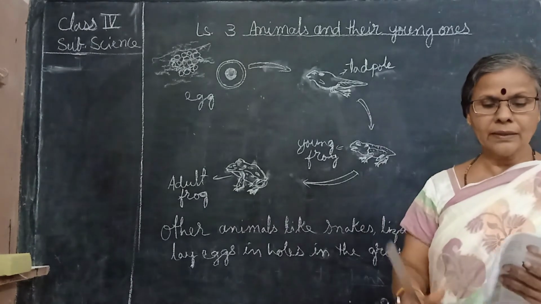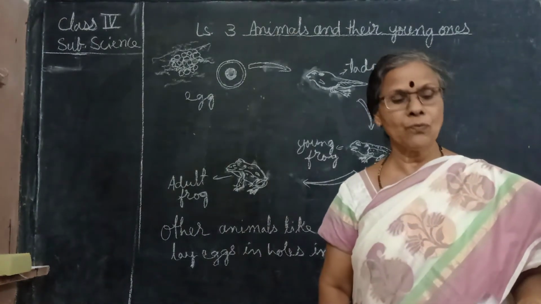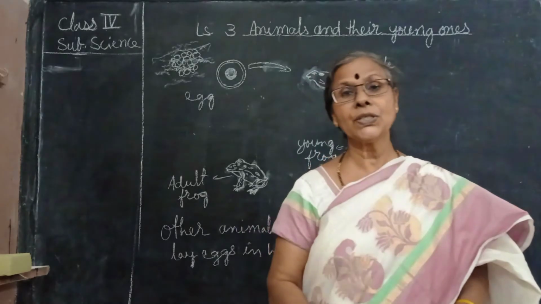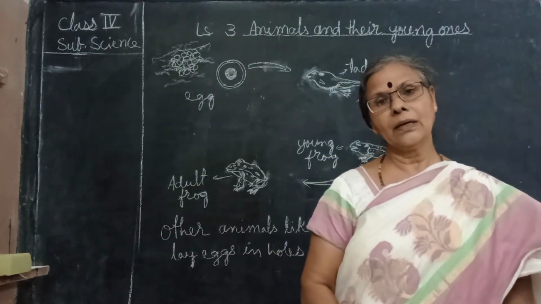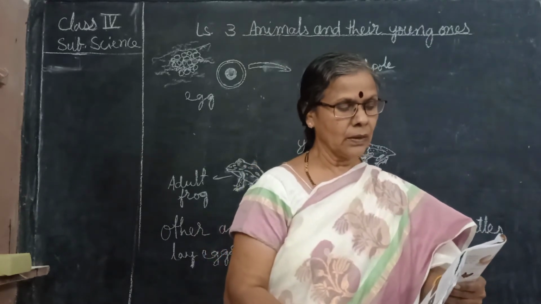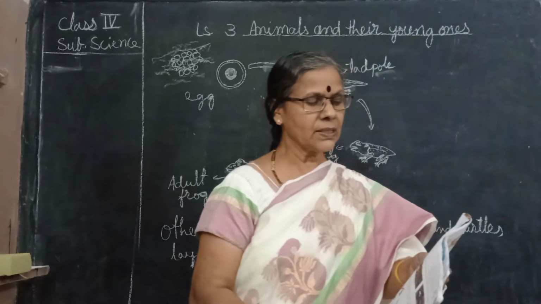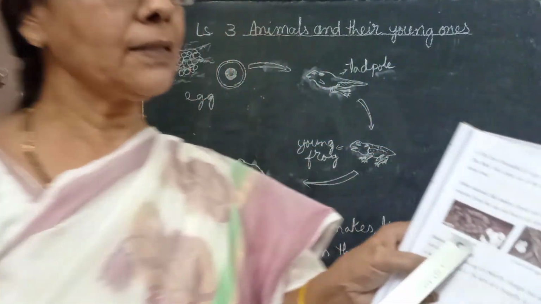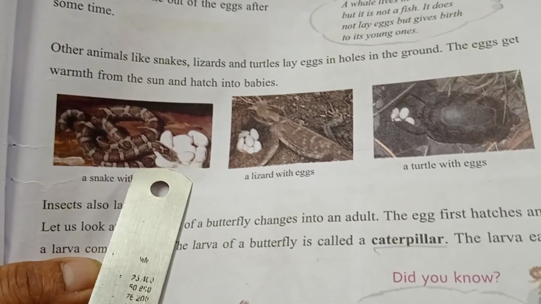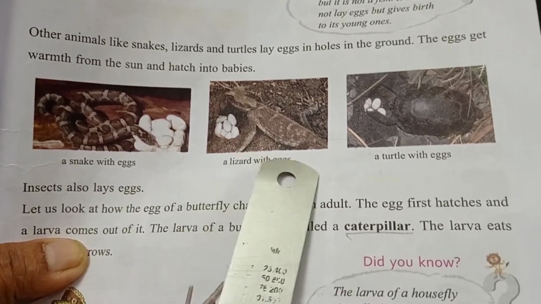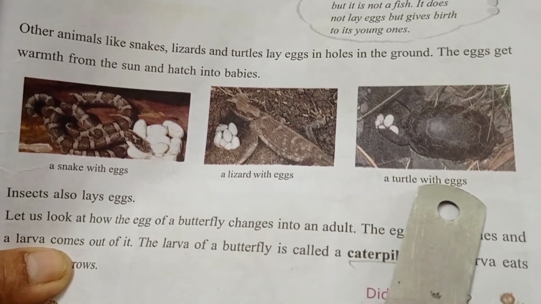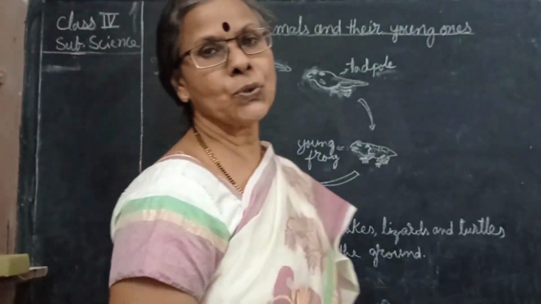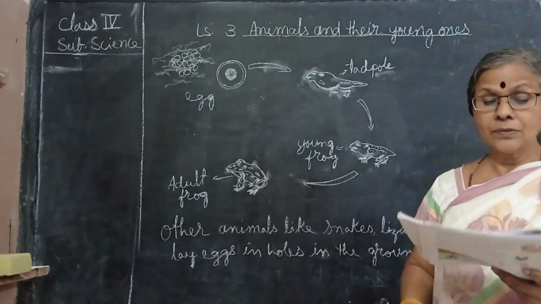Please read this paragraph. Fish lay thousands of eggs in water. The baby fish come out of the eggs after some time. Even fish lay eggs in water, and after some time the baby fish come out of the eggs. Then other animals like snakes, here you can see the egg of a snake. Snakes, lizards and turtles also lay eggs and reproduce like themselves. Have you understood?